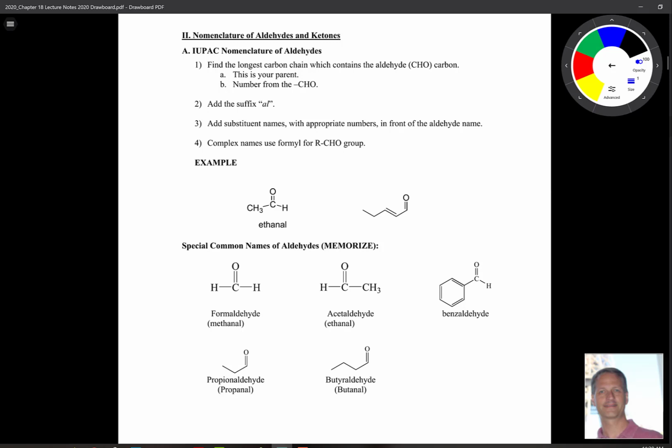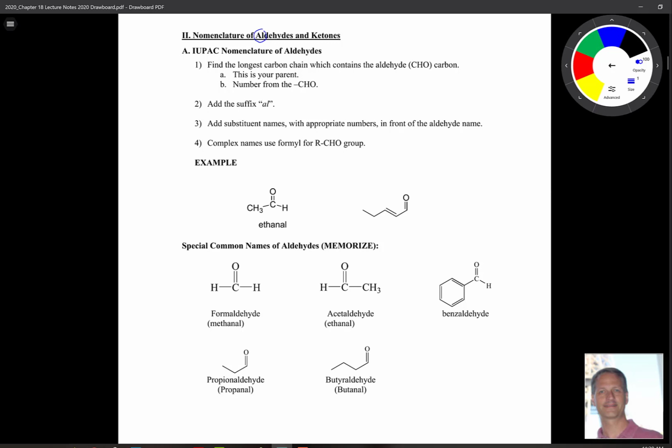So as far as the aldehydes are concerned, we're going to find the longest chain that contains that aldehyde CHO carbon. Of course, it'll be at the end for an aldehyde. That's your parent. We want a number closest to the CHO group. We're going to add the suffix -al, so aldehydes end with -al. And then we do all the other stuff. Add substituent names, appropriate numbers, consider R and S if it's somewhere in the molecule, and E and Z. That will give us the name of our product.